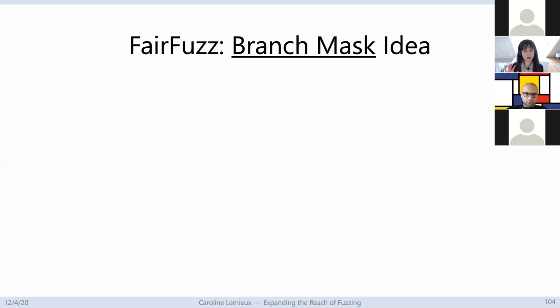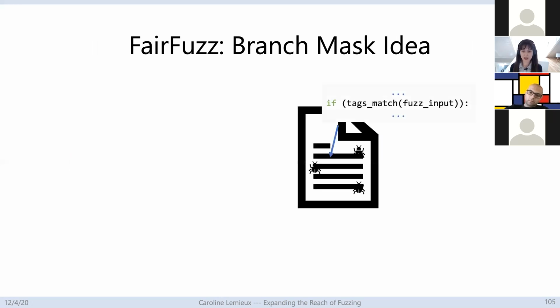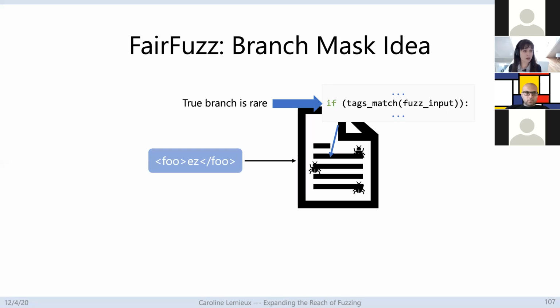Now, what we tried to do in FairFuzz was figure out a way to restrict the space of mutations so that many more of the inputs you would generate would keep some of that core structure that was required to get into the deeper parts of the program. In particular, we look at a program and figure out a branch to target. For example, the true branch of the tags matching in a fuzz input. That's probably rare. It's probably hit by very few fuzzer-generated inputs. And then we also assume that we have at least one of those reasonable looking seed inputs that still hits that rare branch.